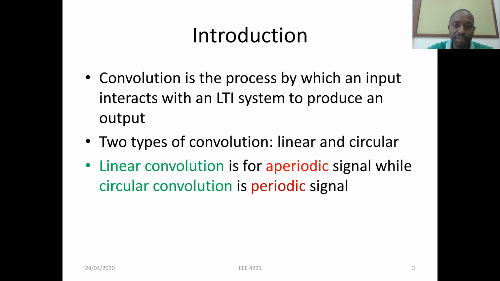Usually, linear convolution deals with non-periodic signals, two signals that are non-periodic when they interact to produce an output. Basically, that is what linear convolution is. In circular convolution, you have two signals, x of n and h of n. They interact in a system, a linear time invariant system, and then they produce an output y of n, and it's usually best for periodic signals.